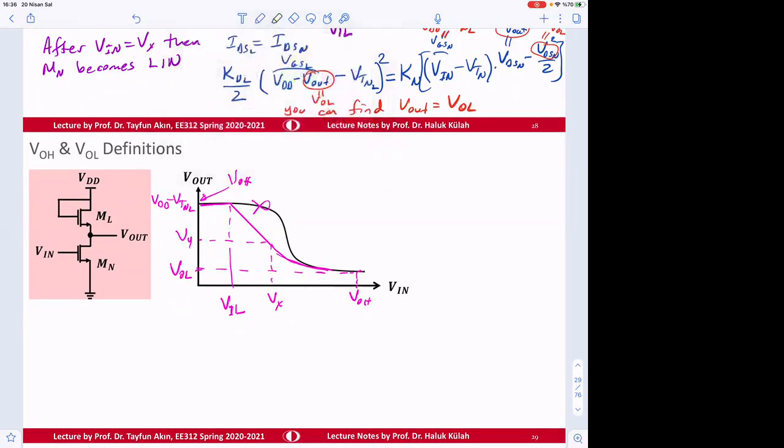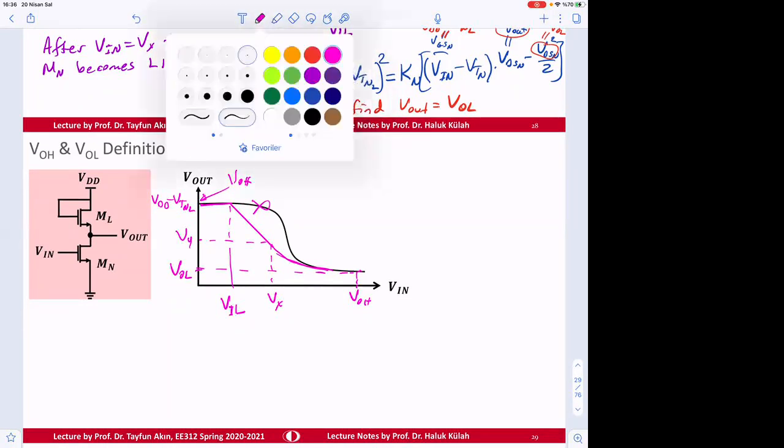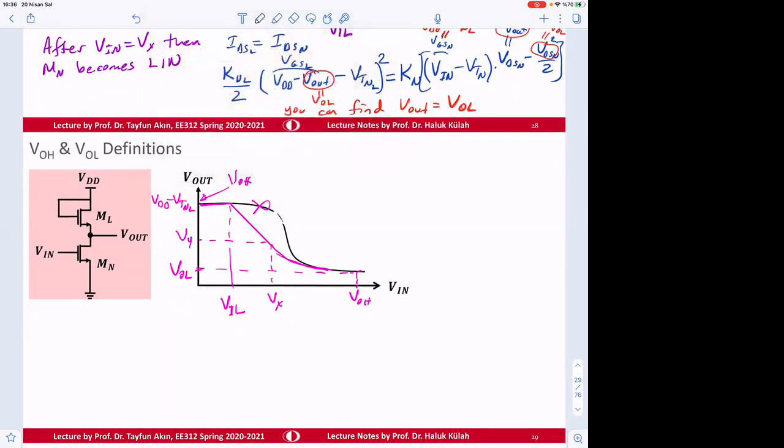Shall I erase it like this? No. Can erase it like this. Okay, I cleaned it up.